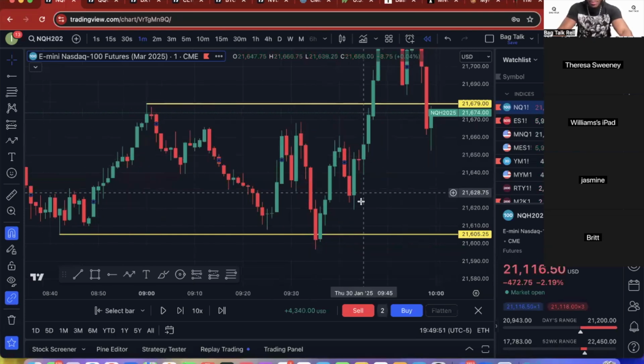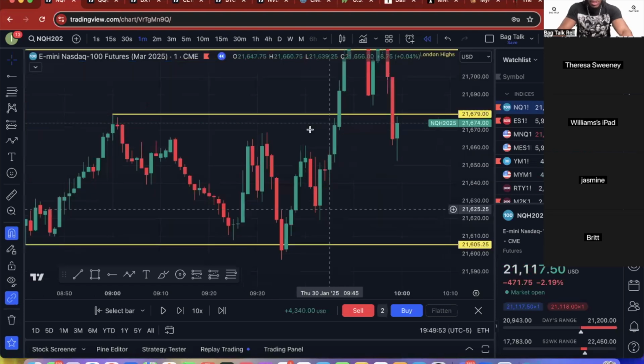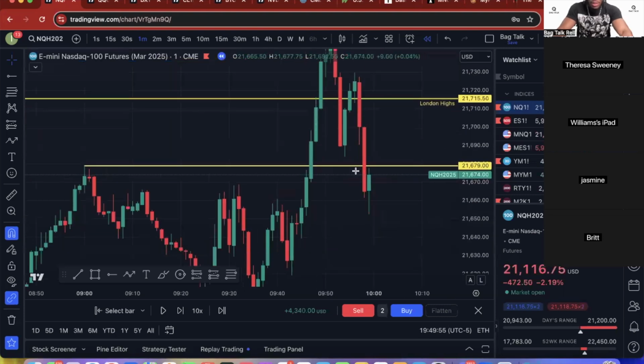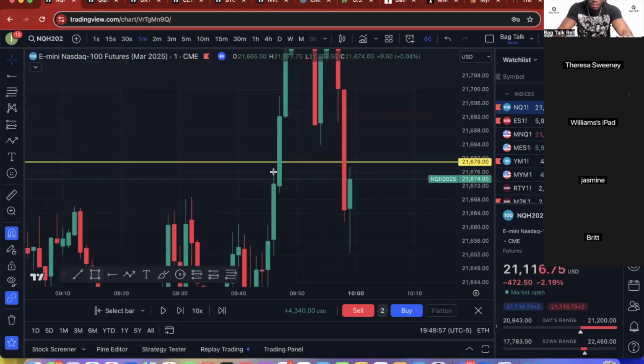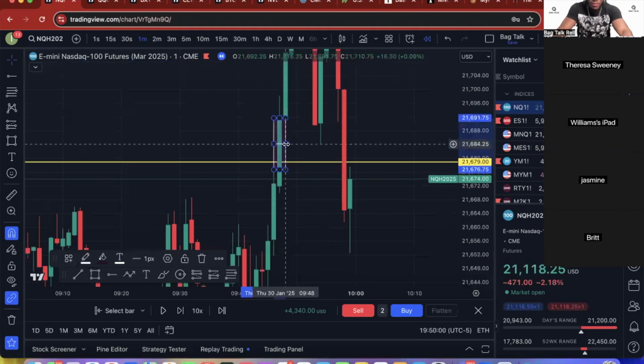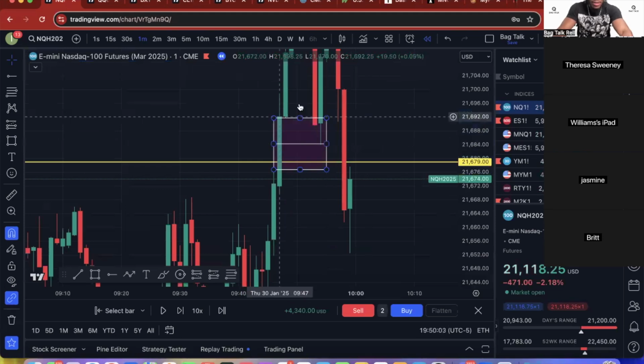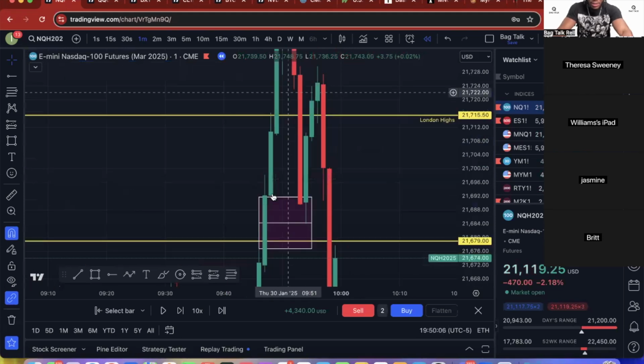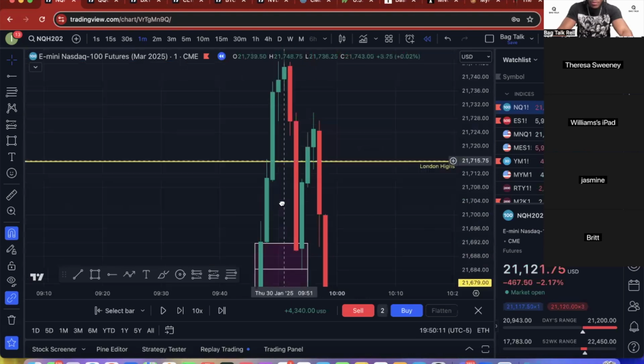But that's what I'm trying to tell y'all. So price breaks to the upside with a fair value gap. We only like consolidation breaks with fair value gaps. All right, so it breaks with a fair value gap. You could have taken longs into London highs, and this is still a solid play. This is like 20 something points. And then it keeps going even farther.